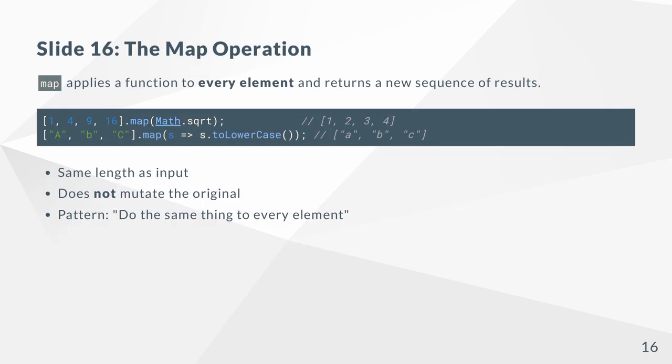Map applies a function to every element and returns a new sequence of the same length. The array 1, 4, 9, 16 mapped through Math.sqrt gives 1, 2, 3, 4. The array a, b, c mapped through toLowerCase gives a, b, c. Map does not mutate the original. The result is always the same length as the input. The pattern for map is: do the same thing to every element.